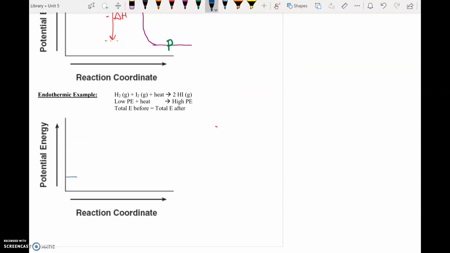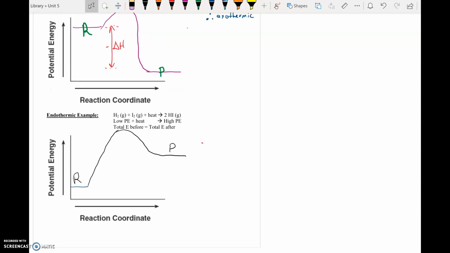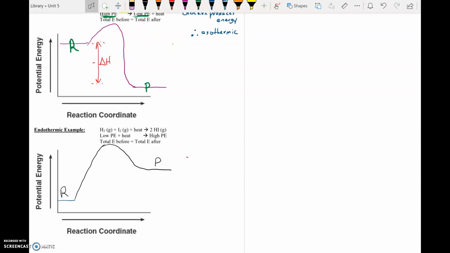This one is going to start low and end high. So first my activation energy, then the energy that's given off, and then I go to the products. So reactants, products. Notice this has a much higher activation energy than the other one, because you're adding heat the entire time. You're adding energy into the chemistry of the products. So that's why that one looks different. And it's going to have a delta H.